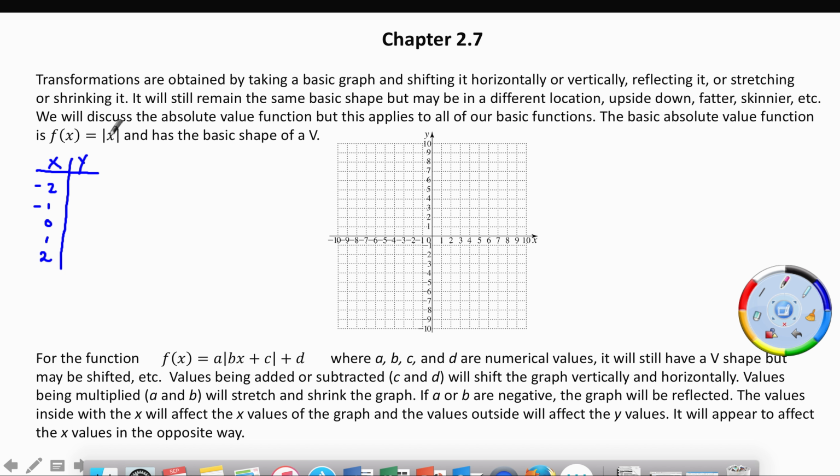So if I let x be -2, the absolute value of -2 is 2. If I let x be -1, the absolute value of -1 is 1. If I let x be 0, absolute value of 0 is 0. And if I let x be 1, absolute value of 1 is 1. Absolute value of 2 is 2. And I get several points I can plot. -2, 2. -1, 1. 0, 0. 1, 1. 2, 2. And notice I do see that I get that V shape.